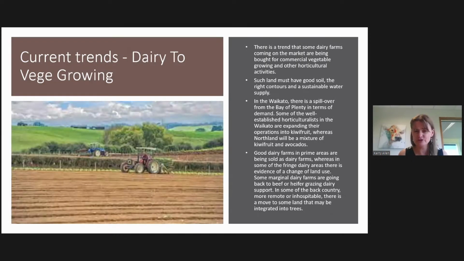But one of the current trends that's occurring right now is changing from dairying into vegetable growing. So right now there's a lot of land that has been in dairying or marginal for dairying and is converted back into veggie growing or back into sheep and beef heifer grazing. Some of it's going into kiwi fruit, avocados, and some of it, the worst of it, is going into trees, into forestry. Okay, so that's a current trend.